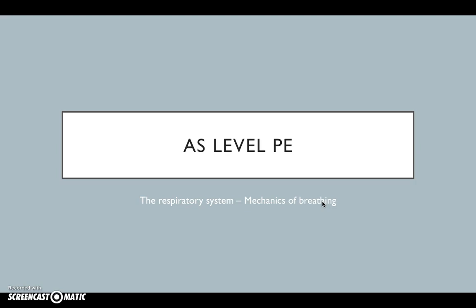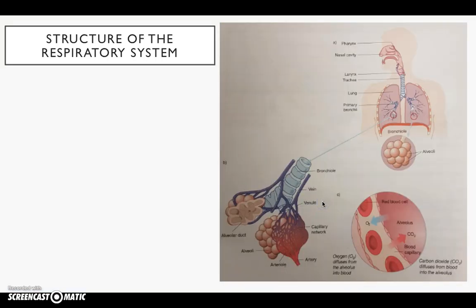So first of all, before we start, I just want to go through the structure of the respiratory system, just so you have a bit more detail and knowledge of it before we actually start talking about the mechanics. Air is drawn in to the nasal cavity through the nose and travels down the pharynx, larynx and trachea. So you breathe in and it comes down here. The trachea divides and splits into two, left and right, and these are bronchi.